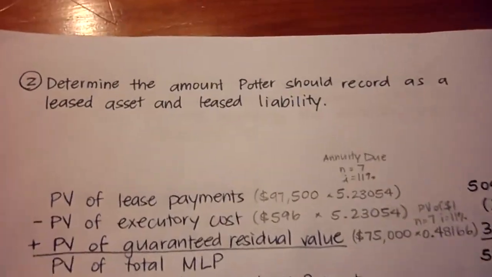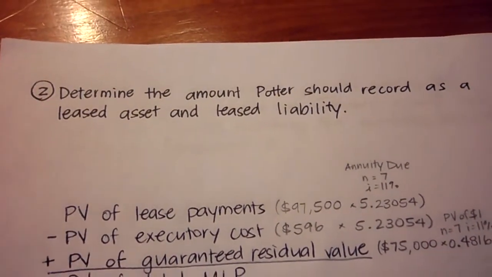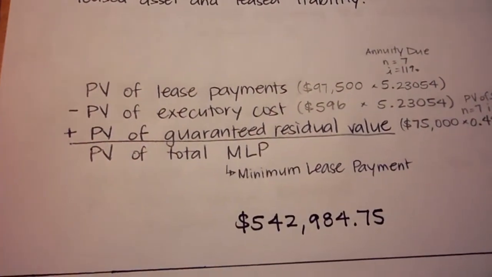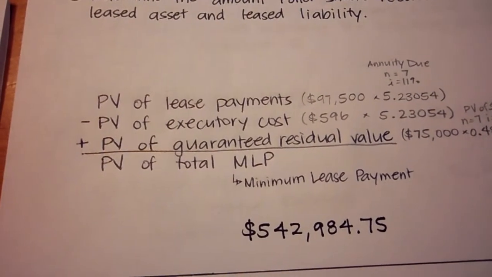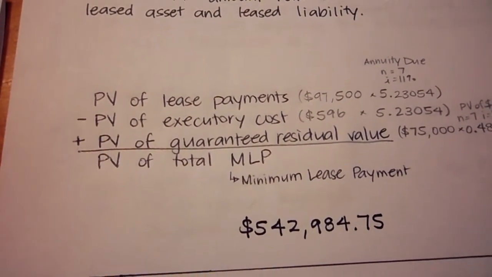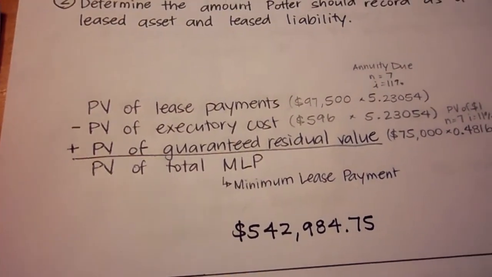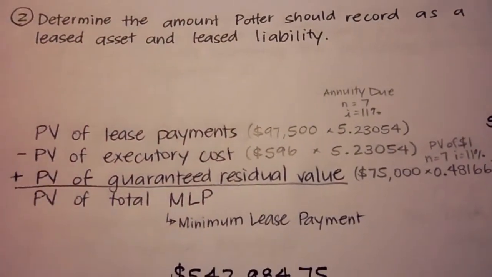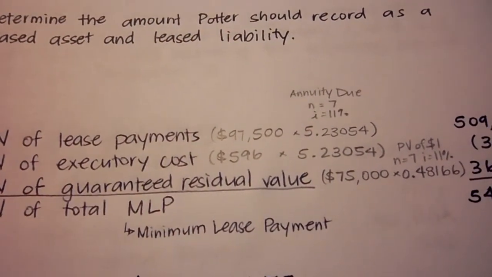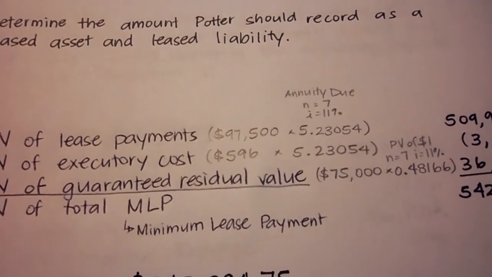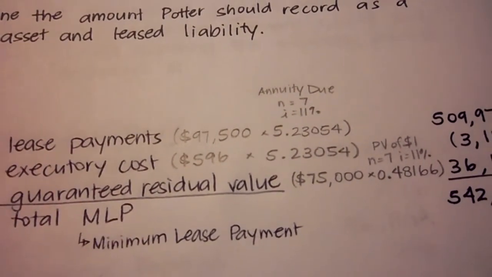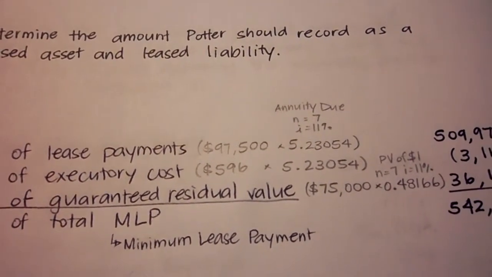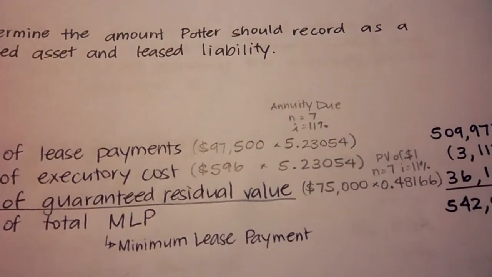Requirement number 2. Determine the amount Potter should record as a leased asset and lease liability. To do this, you take the present value of the lease payments minus the present value of the executory cost plus the present value of the guaranteed residual value. That equals the present value of the total minimum lease payments. In this case, the lease payment is $97,500, and you use the annuity due factor, n equals 7 and i equals 11%, because we had determined in 1 that Potter should use its own borrowing rate.